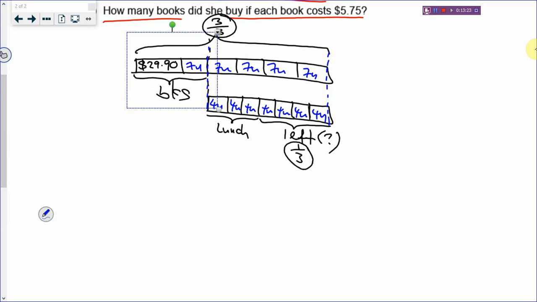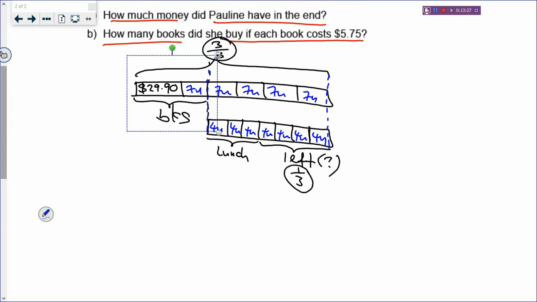Then you look at the model, and you can see that your 1/3 of the money left is actually 16 units. So what is all the money? All the money must be 16 times 3, that will be 48 units. So she has a total of 48 units of money at first.